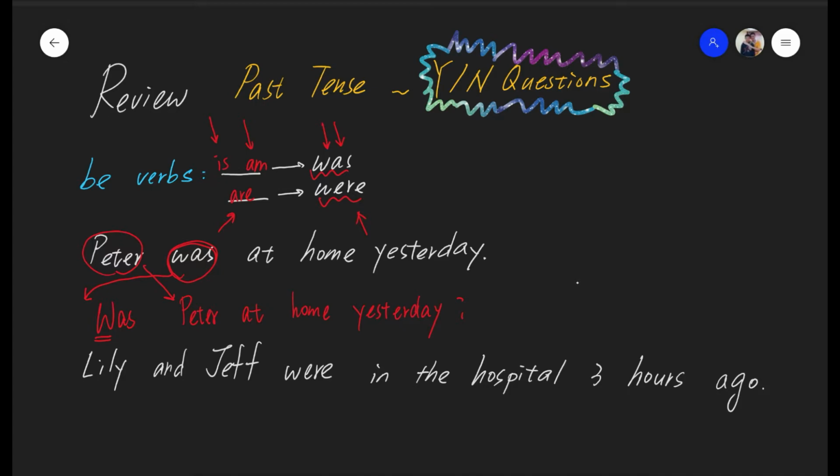This is a yes/no question using a past tense be verb. Now remember, when you make a question, you need to use the name of a person, because if you don't, we don't know who you're talking about.